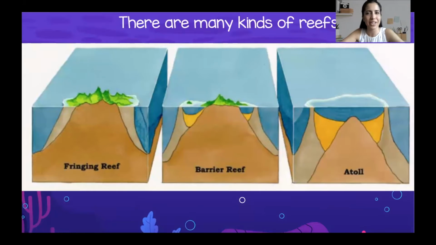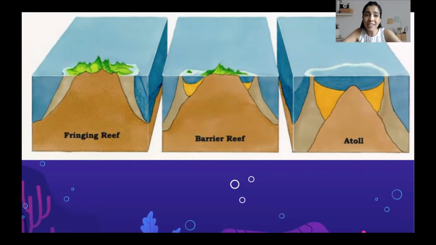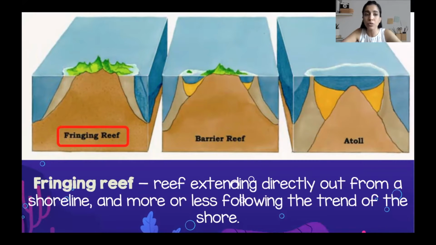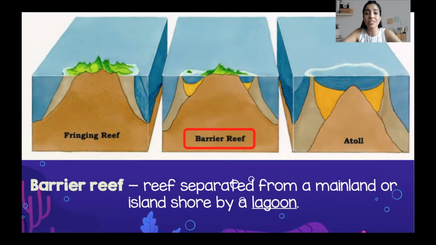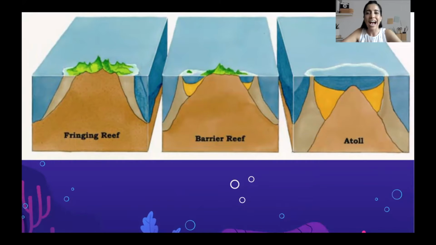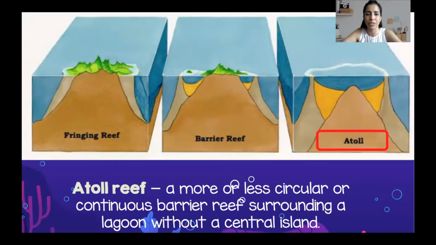There are many different kinds of reefs, and we're going to be talking about them. One kind you can find are the fringing reefs. These reefs stand directly out from the shoreline and more or less follow the trend of the shore. Another kind you can find are the barrier reefs. These reefs are separated from the mainland or island shore by a lagoon. Another kind you can find are the atoll reefs. It is more or less like a circular or continuous barrier of reef surrounding a lagoon without a central island.